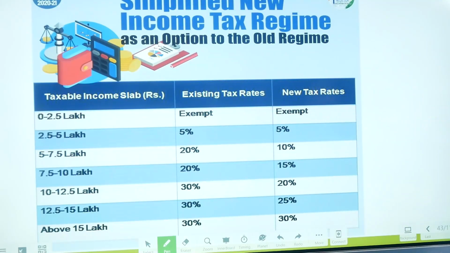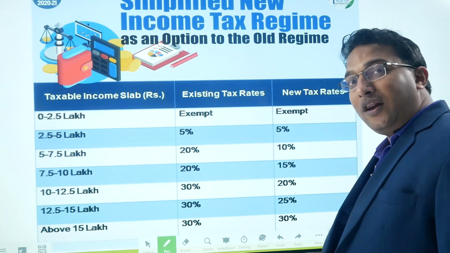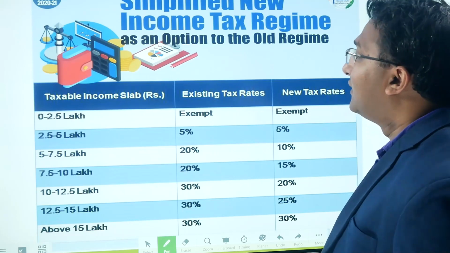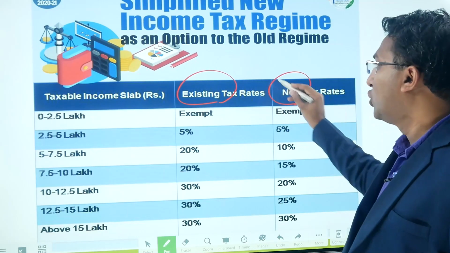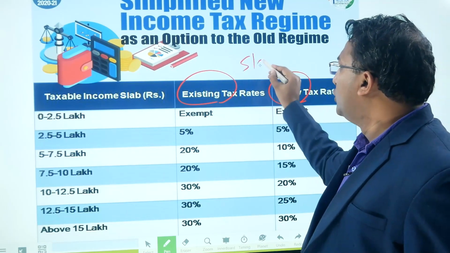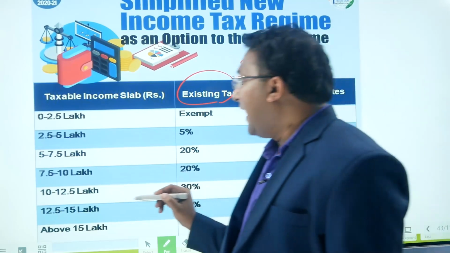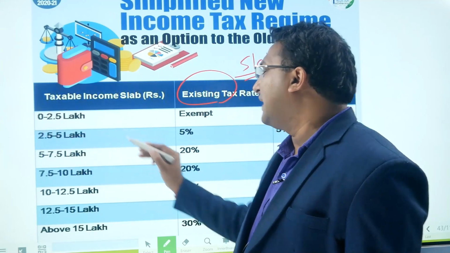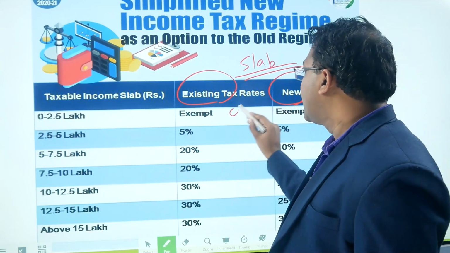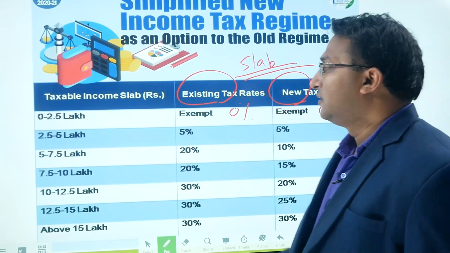This is a very major reform, although this is an old wine in a new bottle only, nothing special, but still, existing tax rate and the new tax rate regime. So there is a new proposed slab system, right? As of now, between 0 to 2.5 lakh rupees income, there is 0% tax. In the future also there will be 0% tax.